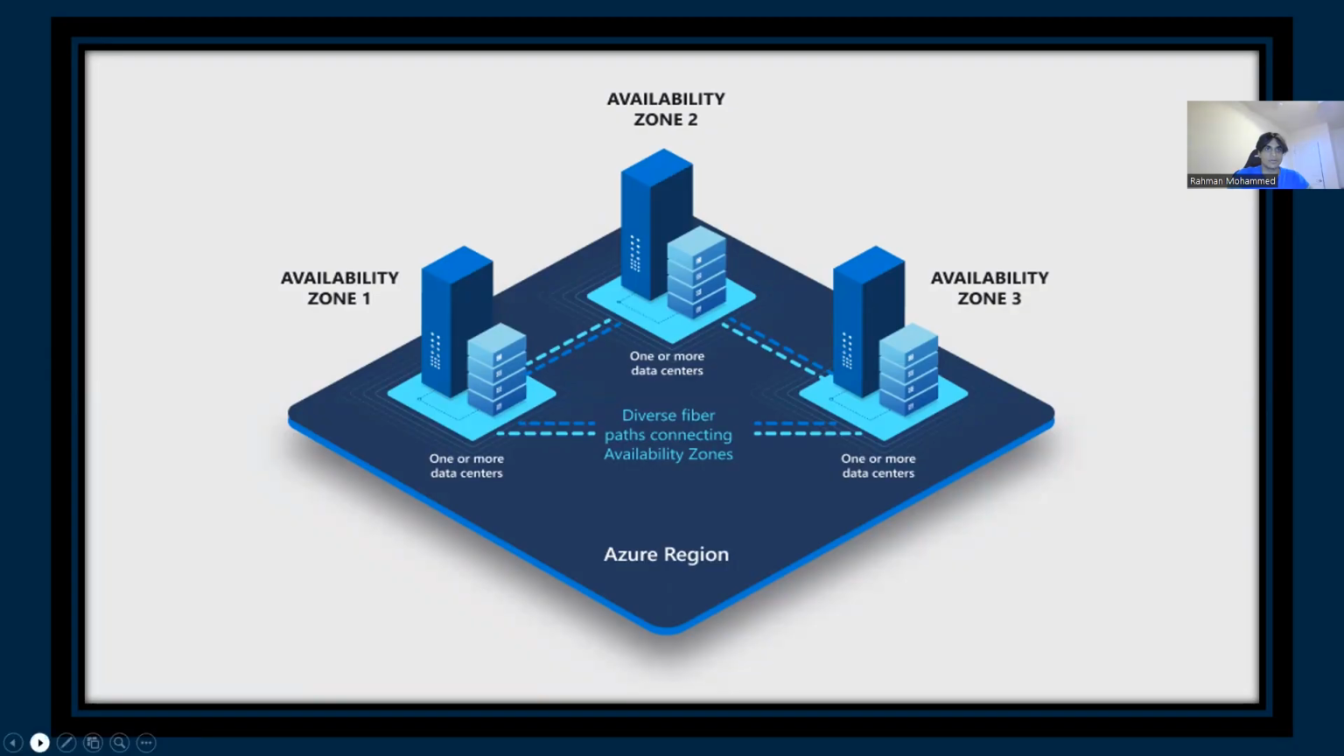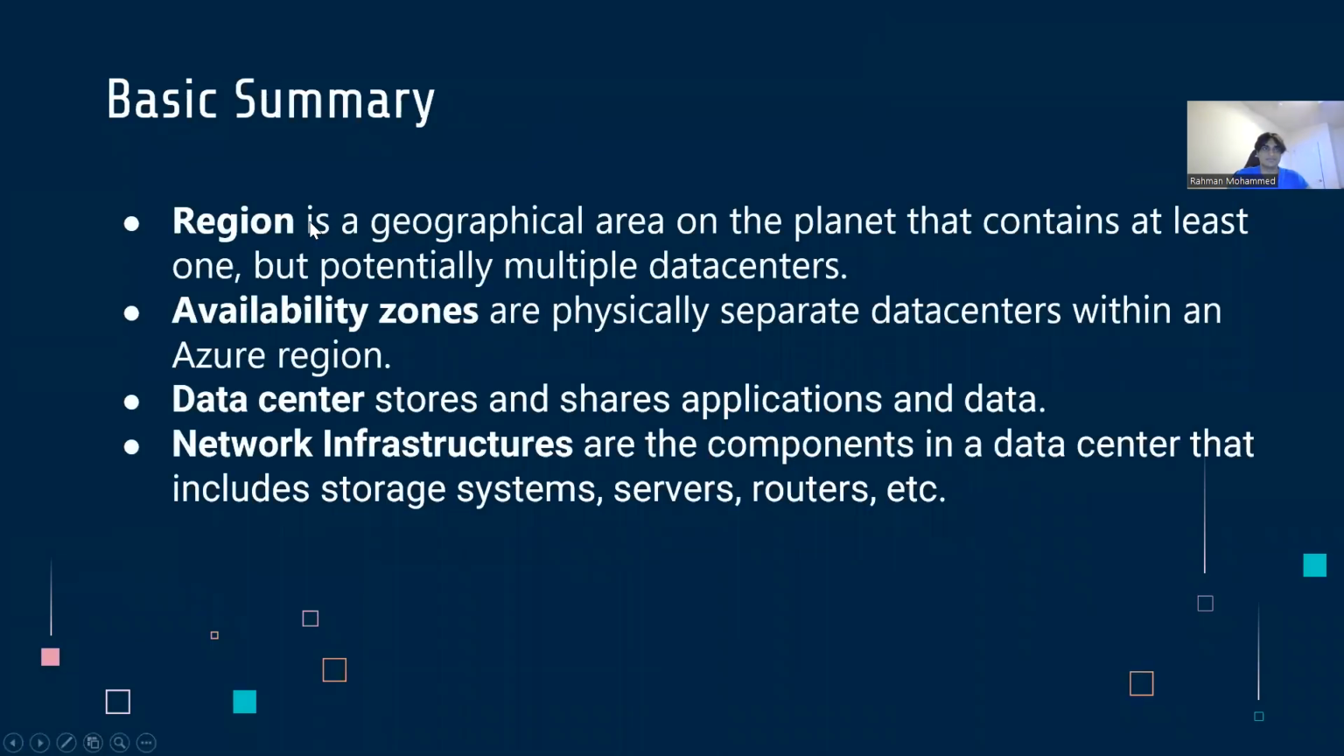So basic summary, think of a region as a geographical location, as one or multiple data centers. Then availability zones are separate data centers within a region, and these data centers store and share applications. And then network infrastructures like your servers, routers, storage systems.